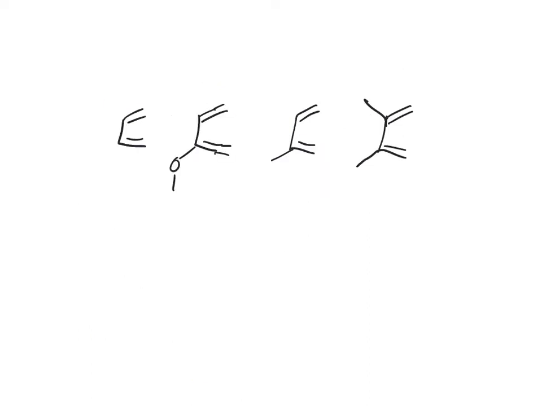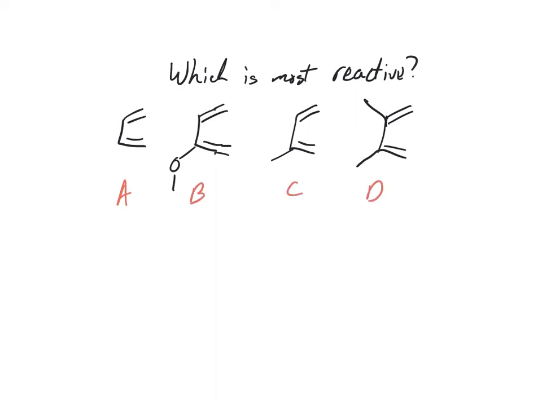Showing 4 dienes here, and the question is, which is most reactive, and rank them. So it's actually very similar to looking at a benzene ring and just thinking about electron donating groups and electron withdrawing groups. If I label these A, B, C, D, A is neutral, right? There's nothing really on the diene. B has a methoxy on it. C has a methyl, and D has 2 methyls.